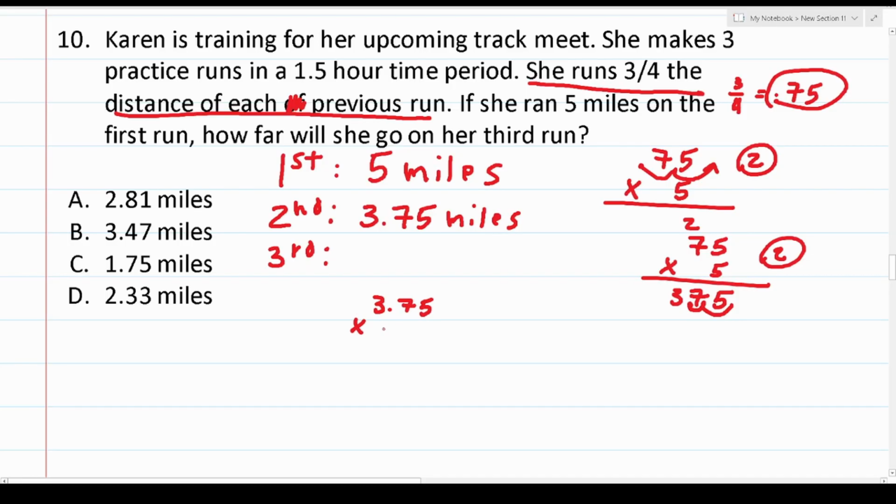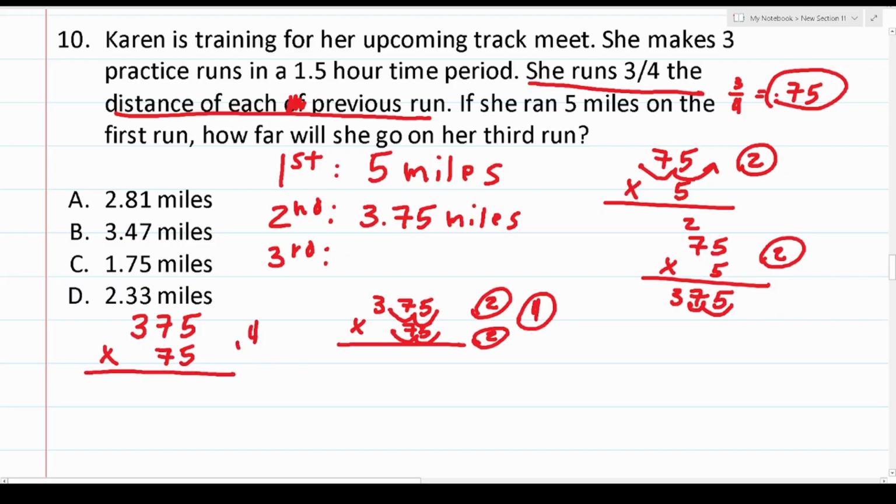So that's going to be 3.75 times 0.75. Again, we're working with decimals now. So again, the key is to get rid of the decimals by shifting them to the right and then shifting them back in to the left when you're done. So I'm going to shift the decimal 2 times there and 2 times there. So in total, I'm going to shift the decimal 4 times. So this becomes 375 times 75, albeit with 4 decimals to shift back into the left at the end when we're done.